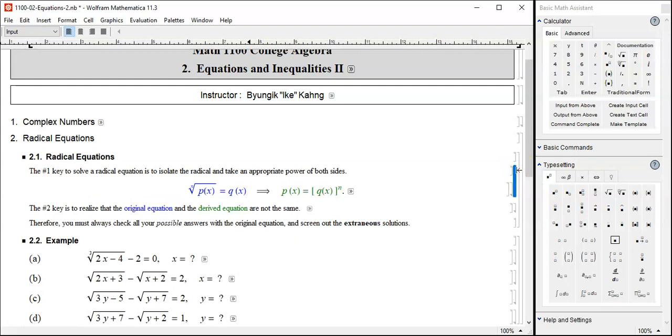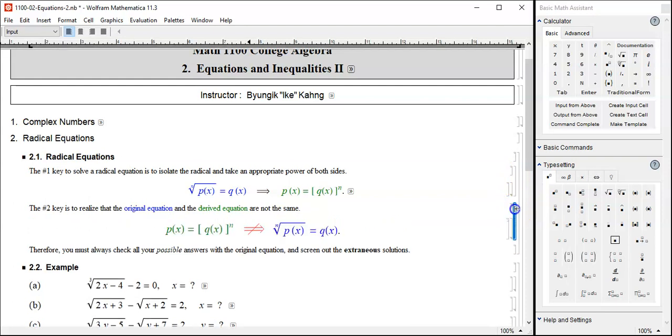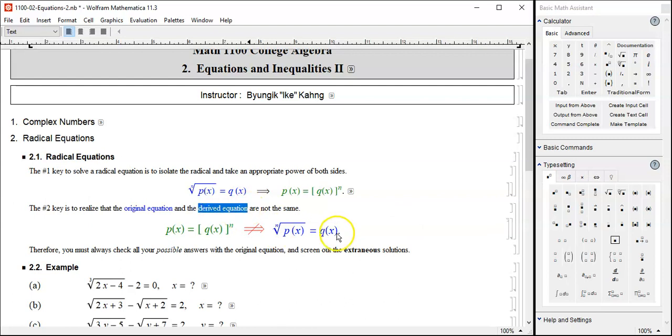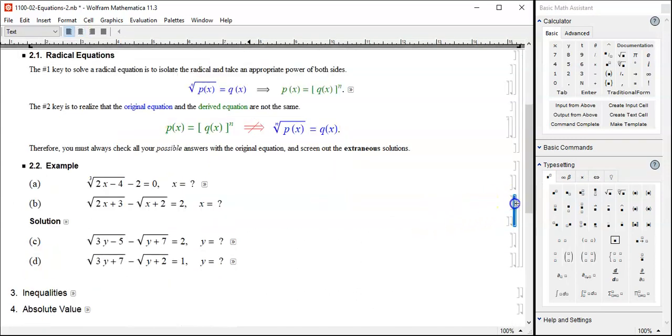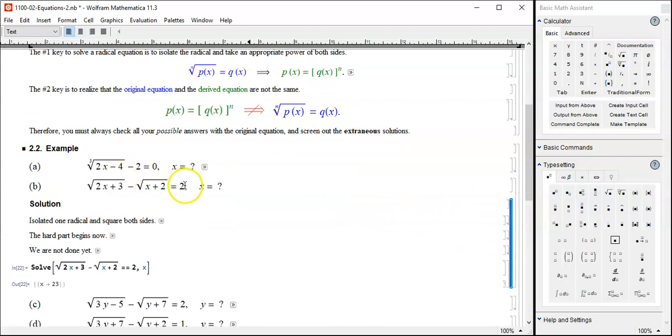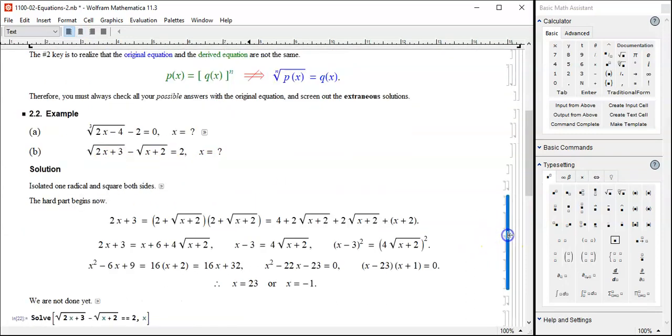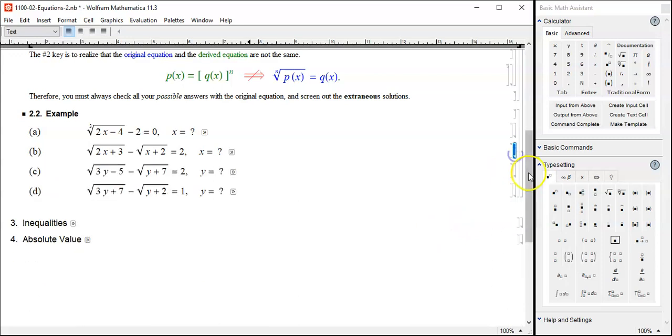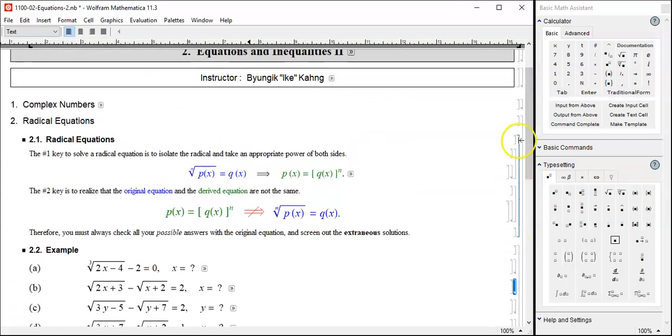It's important to isolate the radical and then square both sides. Isolate first and then square both sides. Next, the original equation and the derived equation are not the same. The name derived equation is not that important, but what I'm saying is the original equation, this one, versus the quadratic equation that we ended up with, the derived equation. They're not the same. Related, yes, but they're not the same. So always check your answer.